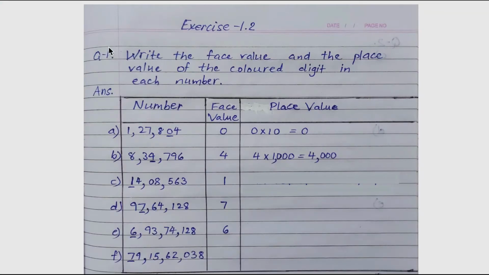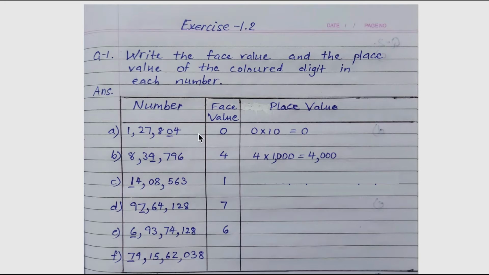Now students, in exercise 1.2, question number 1, write the face value and the place value of the colored digit in each number. So over here, you have to prepare a table like this, and in the first column you will write the numbers, in the second column you will write the face value of the colored digits, and in the third column you will write the place value of the colored digits. Now while writing the numbers over here, you can highlight the digit by underlining each digit in the numbers.